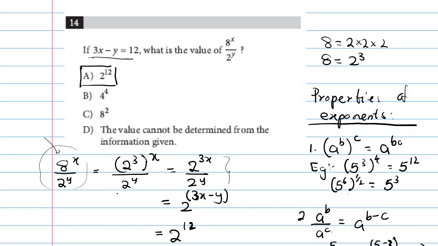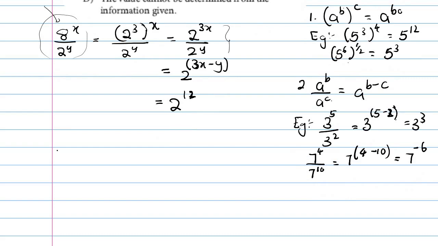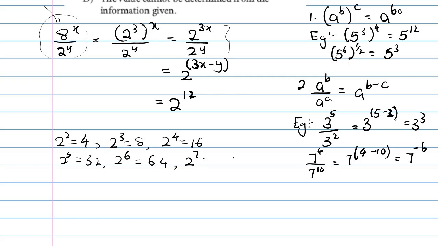Just to make a case here, I'll write some important powers of numbers so that you're familiar with these numbers. 2 to the 2 is 4, 2 to the 3 is 8, 2 to the 4 is 16, 2 to the 5 is 32, 2 to the 6 is 64, and 2 to the 7 is 128.